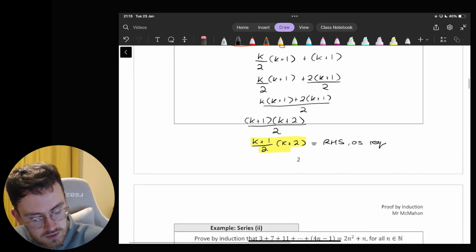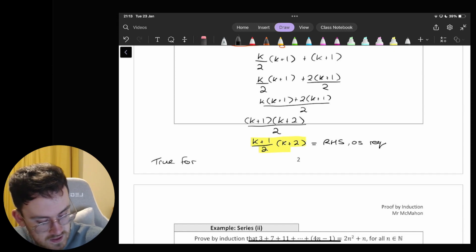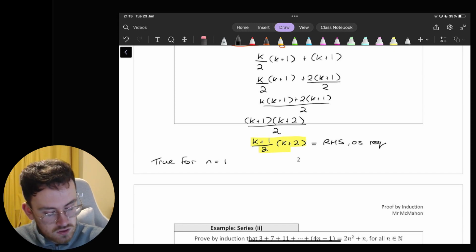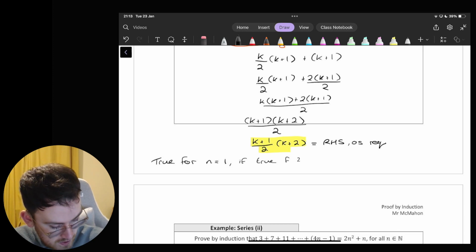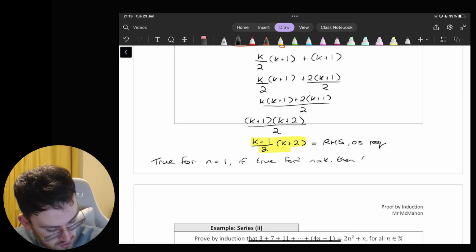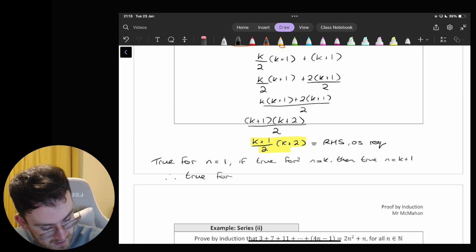The last thing we need to include is our proof closing statement. We simply go through what we've done. We say it was true for n equals 1, and if true for n equals k, because that was our assumption, then it's true for n equals k plus 1. So if it was true for n equals k, then it's true for n equals k plus 1, and therefore true for all n.